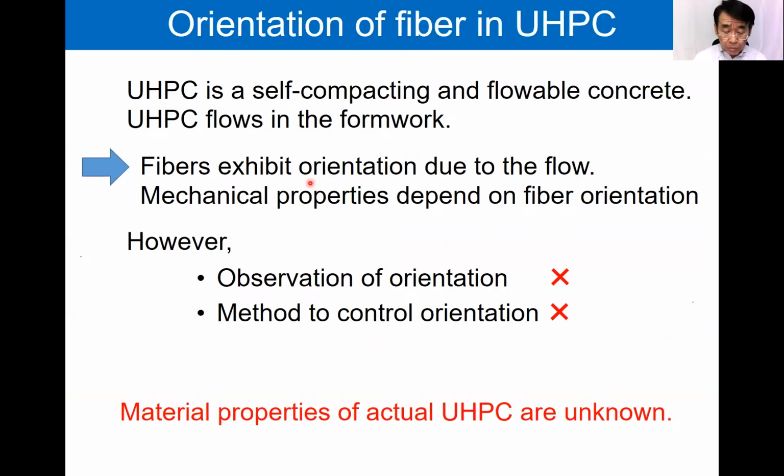Finally, let me change my talk and introduce some of our research results on fiber orientation in UHPC. The UHPC is highly flowable concrete. When the UHPC is poured into a formwork, it flows in the formwork. The flow causes the orientation of fiber. It is well known that mechanical properties of FRC depend on the orientation of fiber. However, there is no easy way to observe the orientation of fiber in concrete, especially at the site. Furthermore, there is no way to control the fiber orientation in the actual member. Therefore, it may be said that UHPC is a material whose actual properties are unknown.